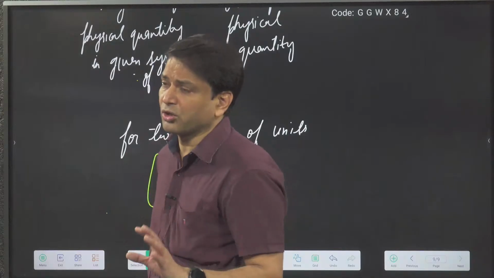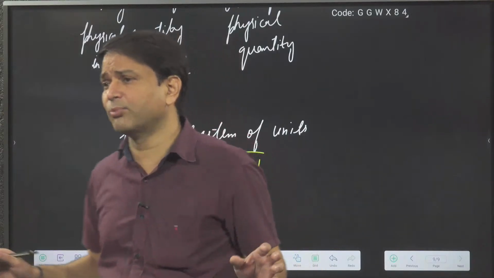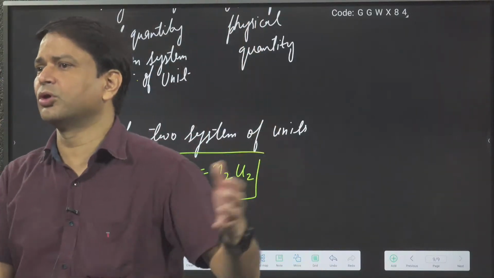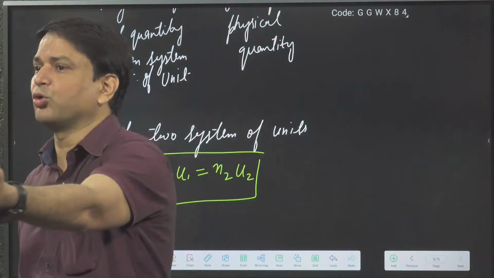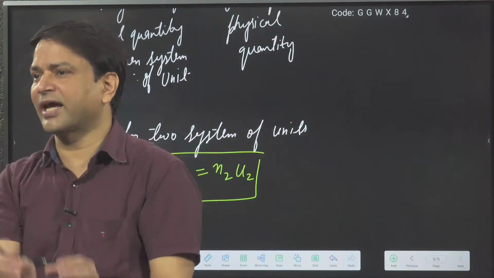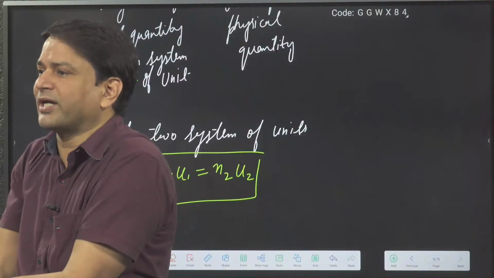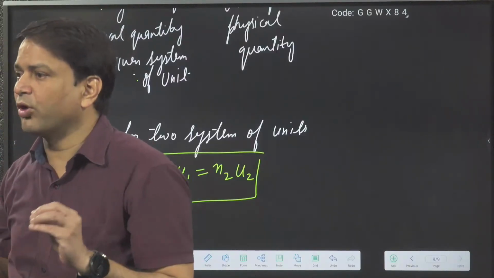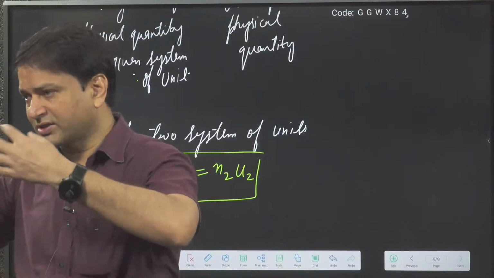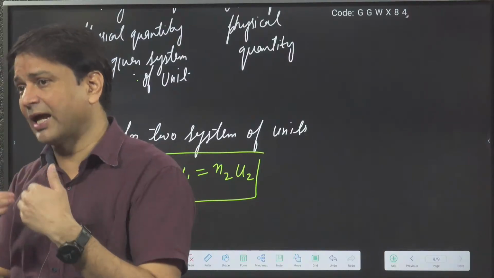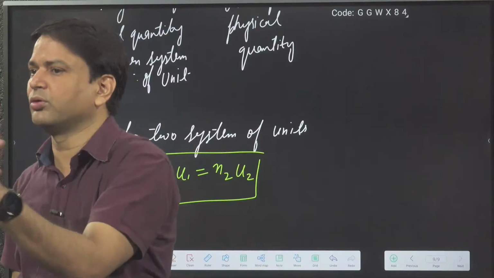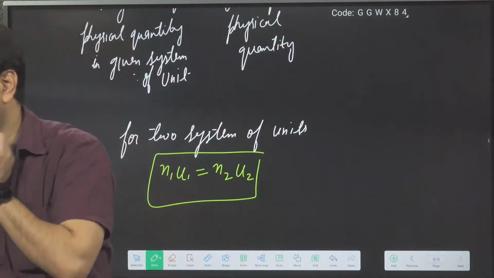Has everybody got this or not? Because suppose they say the Newton and dyne relation, how will you apply it? Suppose 10 Newton is equal to how much dyne? So N1 is 10, U1 is the Newton. Then what is N2? You will get it by the Newton and dyne relation. So what I said, we have to first write the dimension. According to the dimension, we have to put the value of mass, length, and time.